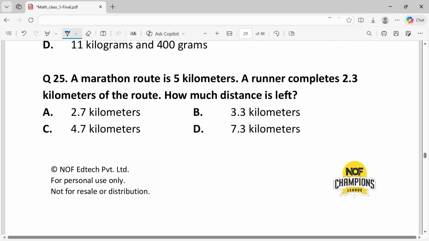Question 25. A marathon route is 5 kilometers. A runner completes 2.3 kilometers of the route. How much distance is left? So the distance left is total distance minus the distance covered. That is 5 minus 2.3, which is equal to 2.7. That is option A, 2.7 kilometers.